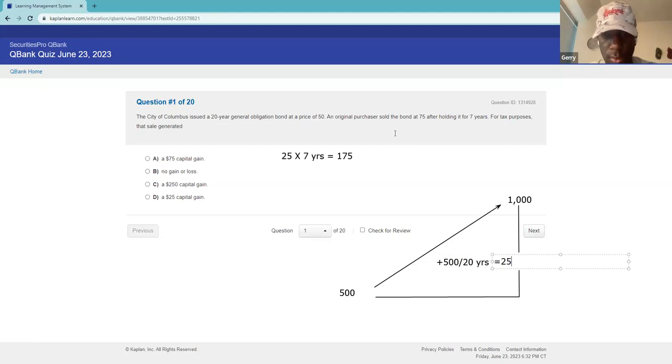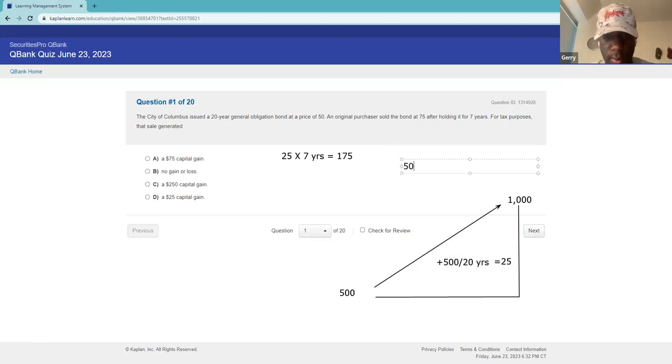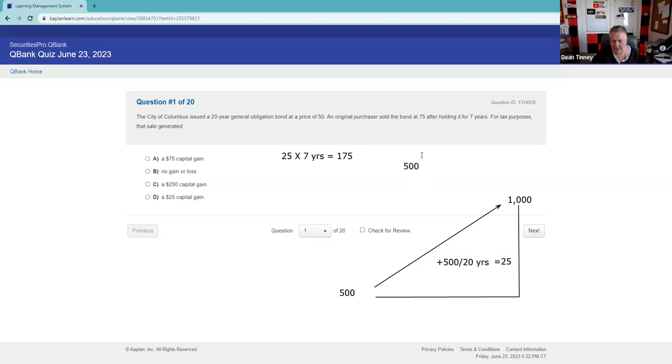Okay, so now my original cost base was 50, so that's $500, and I should have written this up in terms of my cost base: 7 years, 7 times 25, that's 175. And so my adjusted cost base is now $675. Boom. So that's $500 plus the amortization of $175, and so my cost base is $675.